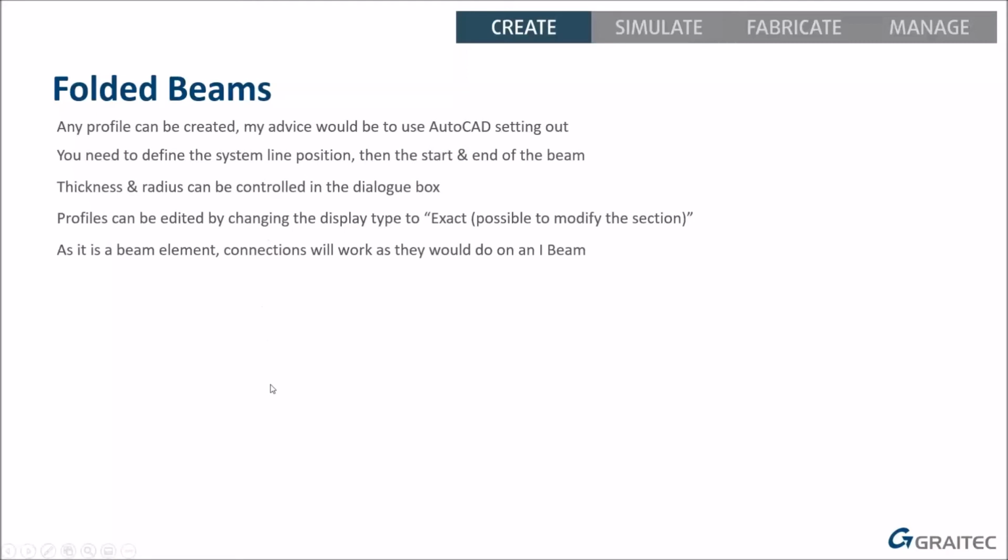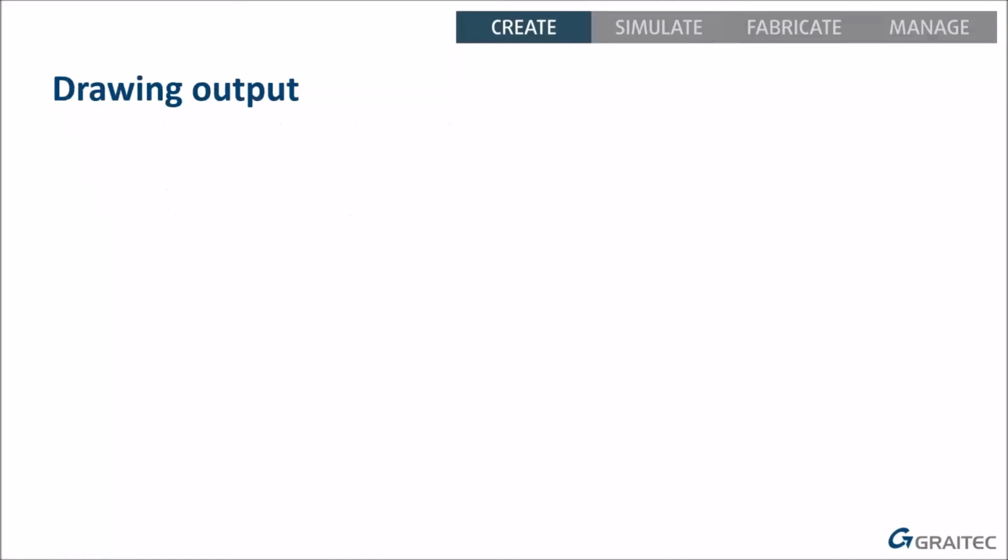So that's the basics and some tips and tricks there for folded beams. Personally, the part where you can edit the profile of the folded beam, like I said, I didn't realize that till 12-ish months ago. So it's quite useful if you've got a few different profiles to do. You only need to model one and then you can edit from there. Now we're just going to spend about 5 or 6 minutes on the different drawing output.